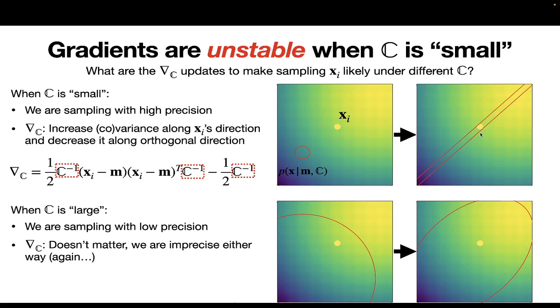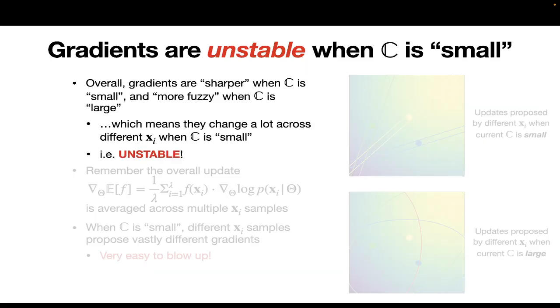And by comparison, when the current covariance is large, because we are sampling with low precision, sampling at the wrong location is not as catastrophic as when we had small covariance and high precision. So we are not as hard pressed to make a huge update on the covariance because we can already sample xi with some reasonable likelihood. So we can conclude that overall, gradients are sharper when the current covariance is small, in the sense that we make large updates in order to get high likelihoods on the targets.